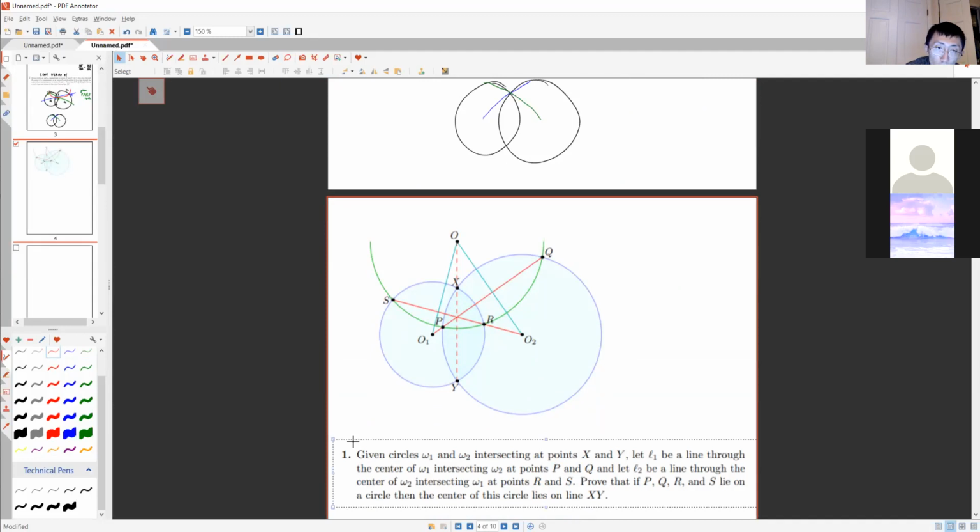Probably connect O1S and O2R. Maybe. Yeah, I mean, we could connect these. I'm not sure if it's super helpful, but we could.